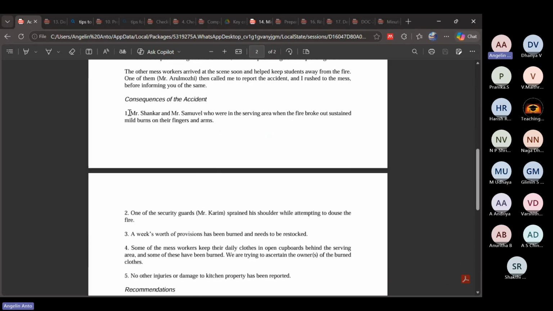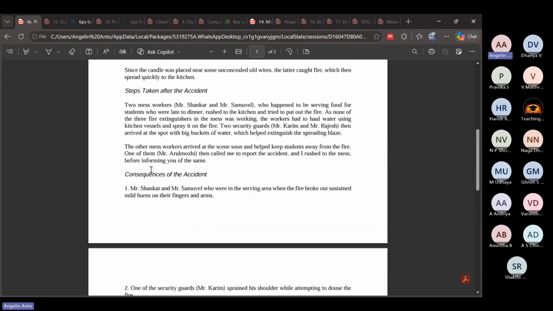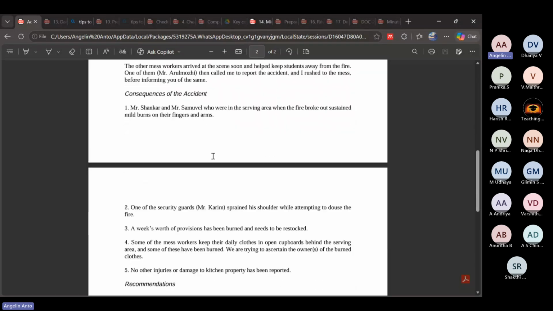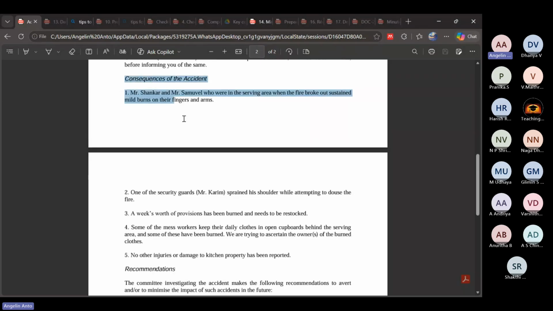So here, since it was a fire accident, you can talk about the names of the people who were involved and what happened to them and how they were treated. You can talk about all the people who are affected, and then see here it says a week's worth of provisions. That's an overall effect rather than an immediate effect, which you would talk about in steps taken after the accident. So an overall scheme of what happened, right? That is what you need to talk about in consequences.